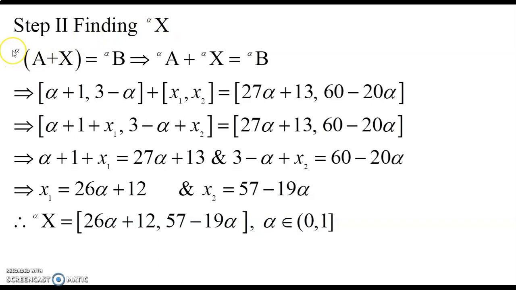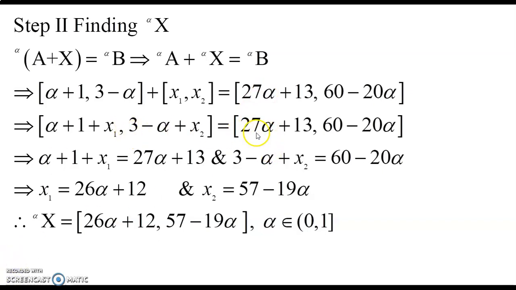After taking alpha cut, we get the equation alpha cut of A plus x is equal to alpha cut of B, which implies, now applying decomposition theorem here, we get alpha cut of A plus alpha cut of x is equal to alpha cut of B. Now writing their corresponding expressions, we get this new expression. Now in the left hand side, there is the addition of the closed intervals. Adding them position wise, we get a closed interval alpha plus 1 plus x1 comma 3 minus alpha plus x2, equal to the right hand side as it is.